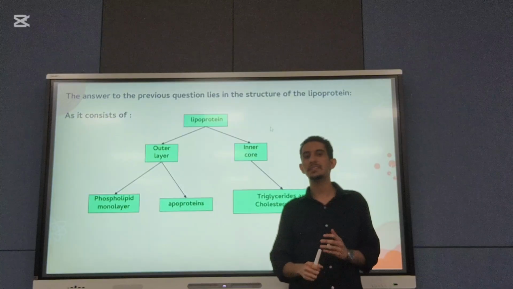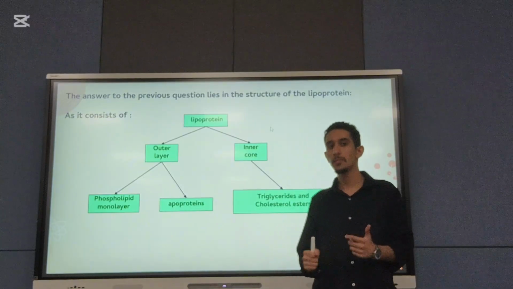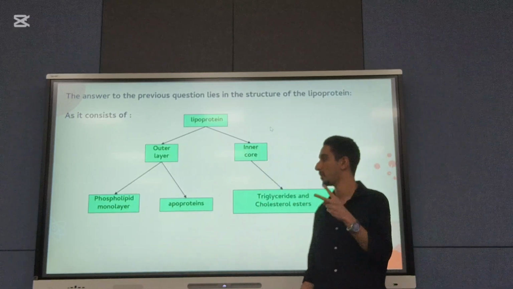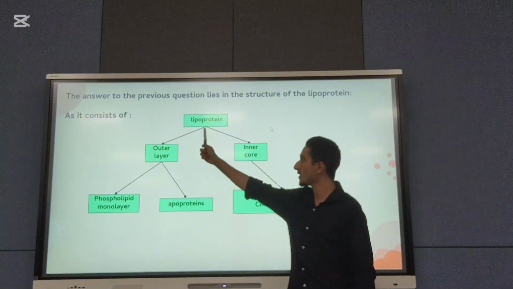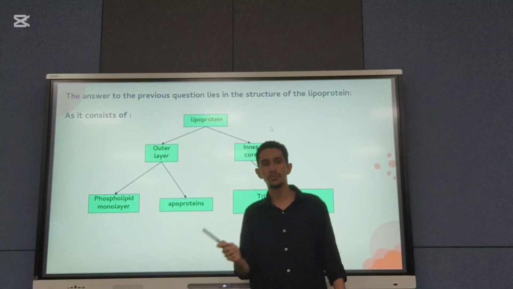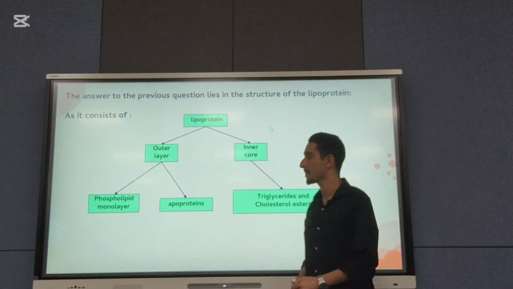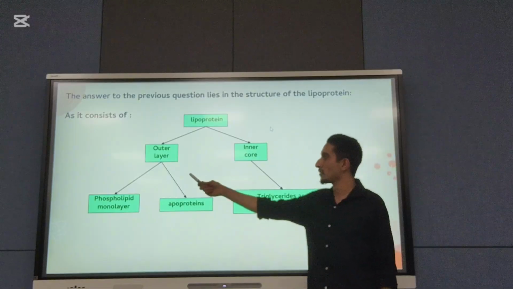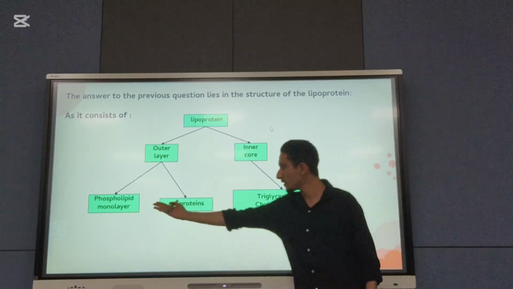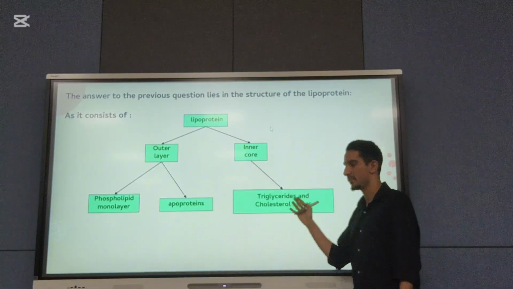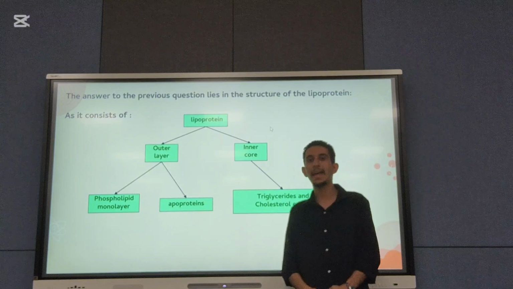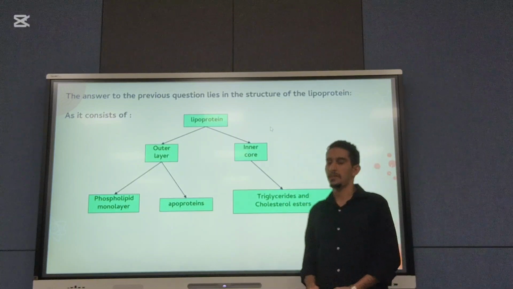What do we know about any cell membrane? The cell membrane is made up of a phospholipid bilayer, 2 layers of phospholipid, and not a monolayer. So that's the difference between the phospholipid of the lipoprotein and the phospholipid of the cell membrane. As we said also, the outer layer consists of a protein. So the outer layer is a phospholipid and a protein. The inner layer is fats, lipids. What are those proteins in the outer layer? They are the apoproteins.